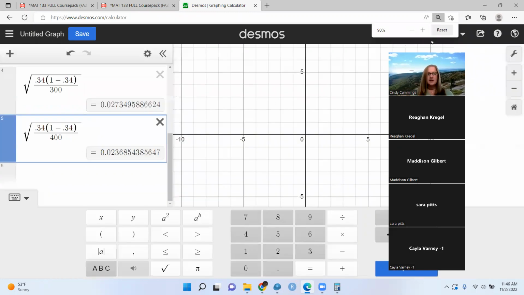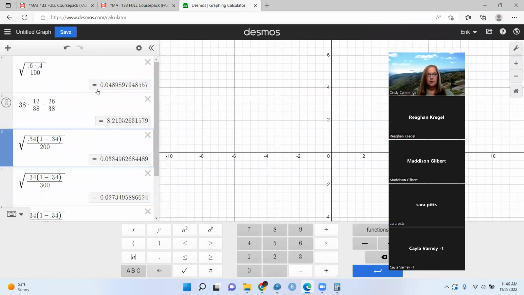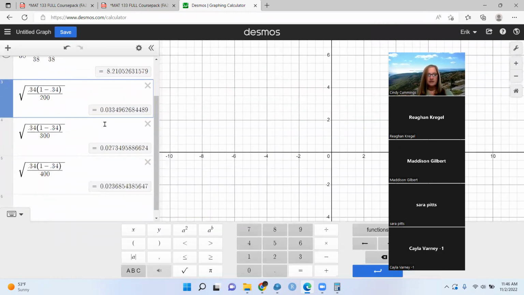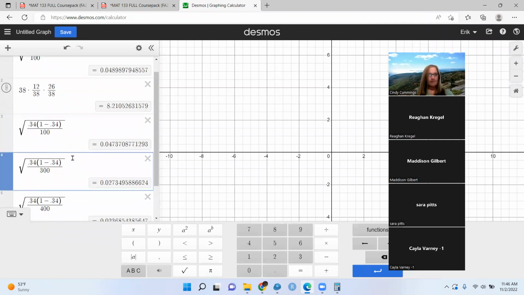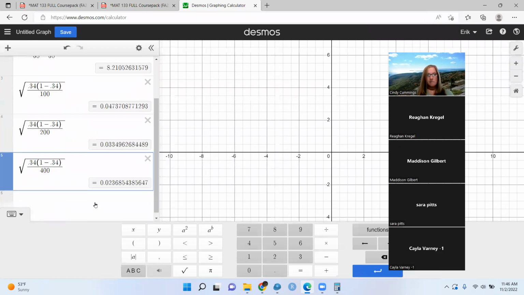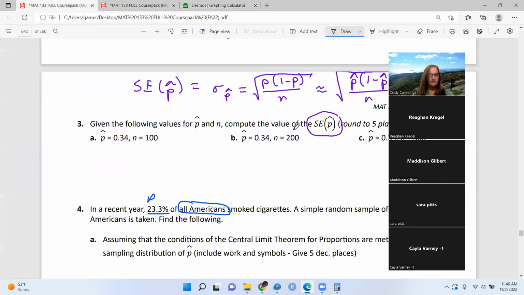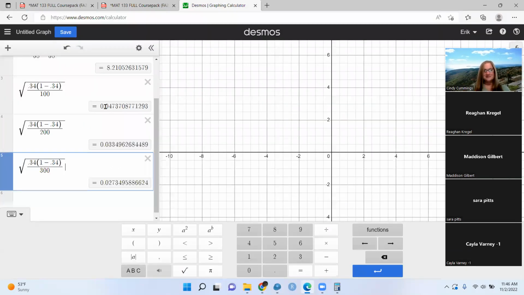The first one is 100, Eric. Well, it's 200, 300, and 100. Let's do them in order. 100, 200, 300. So is that what y'all had? How many decimal places were we required? 5 decimal places, because that's what StatCrunch wants.